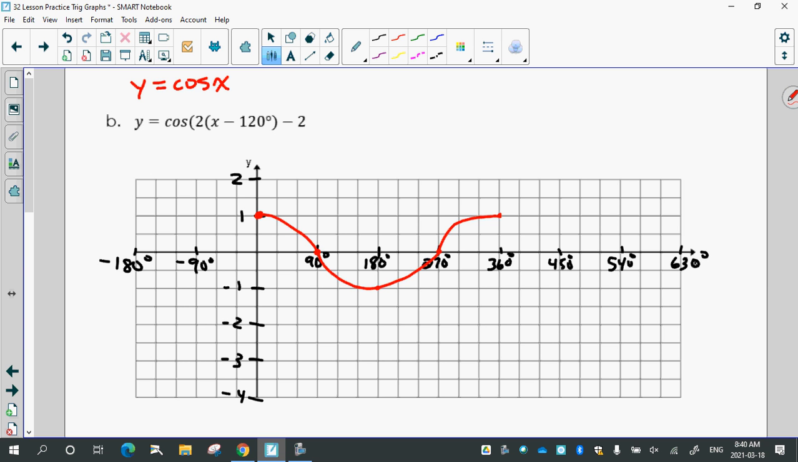Okay? And then you look at your equation and decide, is it ready to highlight? So if there are two things happening with the x, is it in factored form? Yes. So I'm going to get my highlighters out. The only vertical transformation is the -2. And the horizontal ones are the 2 inside the brackets with the x, and the -120.